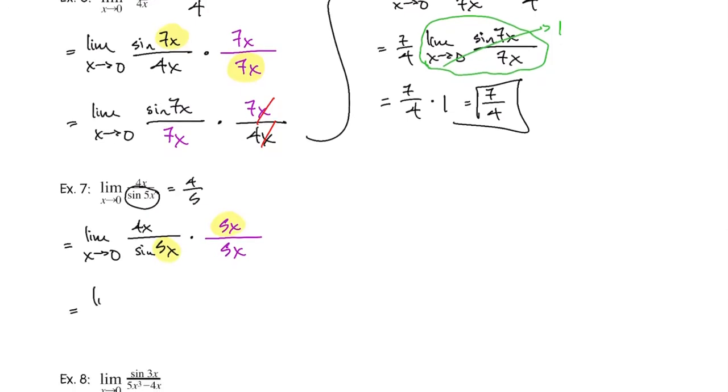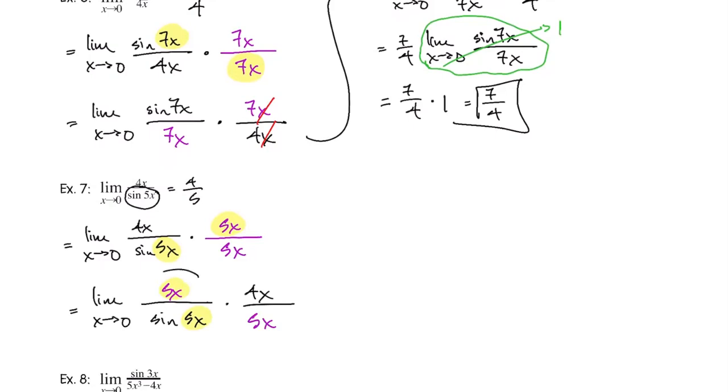And so if we rewrite some things, we get 5x over sine 5x. There are my matching pieces in the same expression, times 4x on the top and 5x on the bottom. Okay.